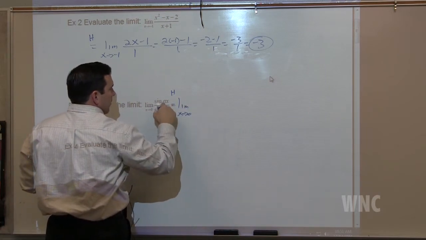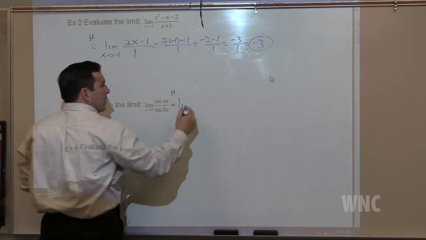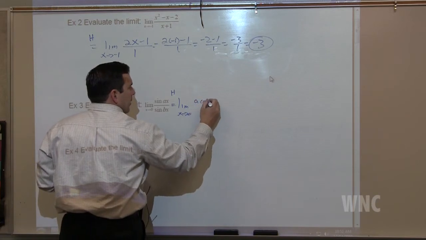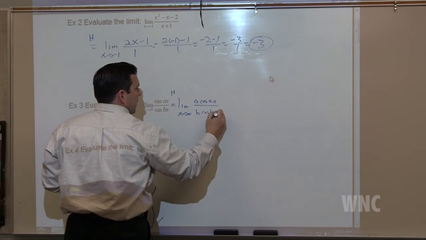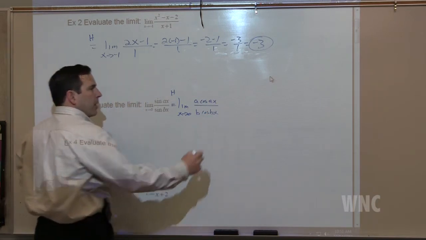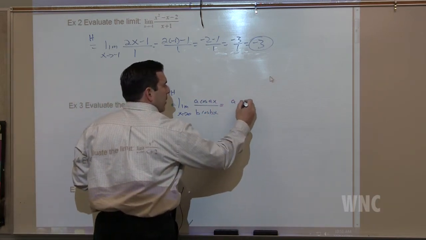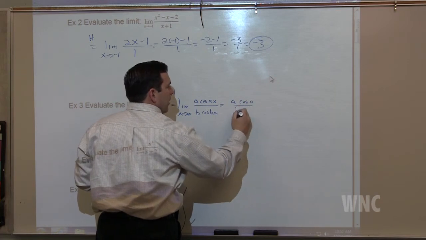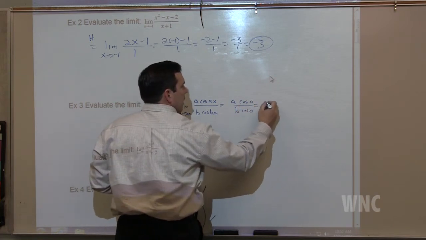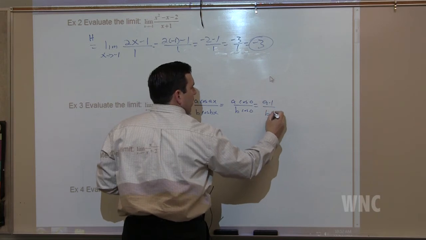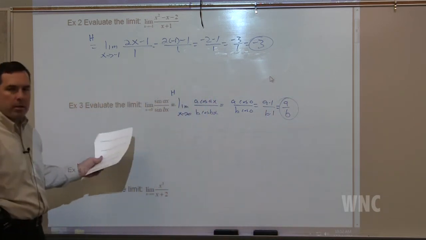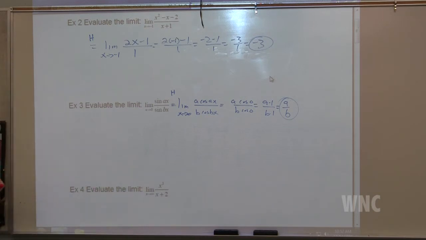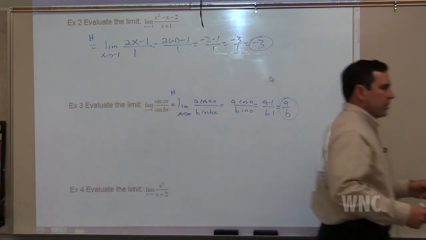That's going to be the derivative of sine, which is a cosine of ax over b cosine of bx. If we plug in that 0, we have a cosine of 0 over b cosine of 0. That's a times 1 over b times 1, which is a over b. See? That's not 1, that's not infinity, that's something different. It's kind of cool. Let me scroll this up.